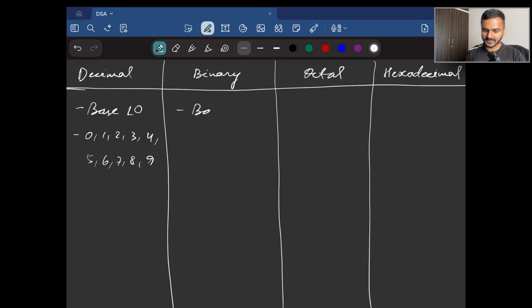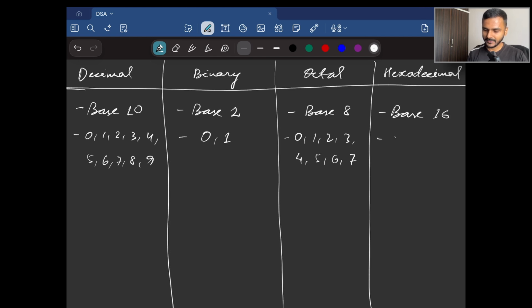Similarly, binary number system is called base 2 number system, and this is because we have got only two digits, that is 0 and 1. Likewise, octal number system is called base 8 number system because we have got 8 digits starting from 0 going all the way up to 7. For the same reason, hexadecimal number system is called base 16 number system because it has got 10 digits starting from 0 going all the way up to 9, and the remaining 6 are alphabets starting from A going up to F, making it 16 in total.